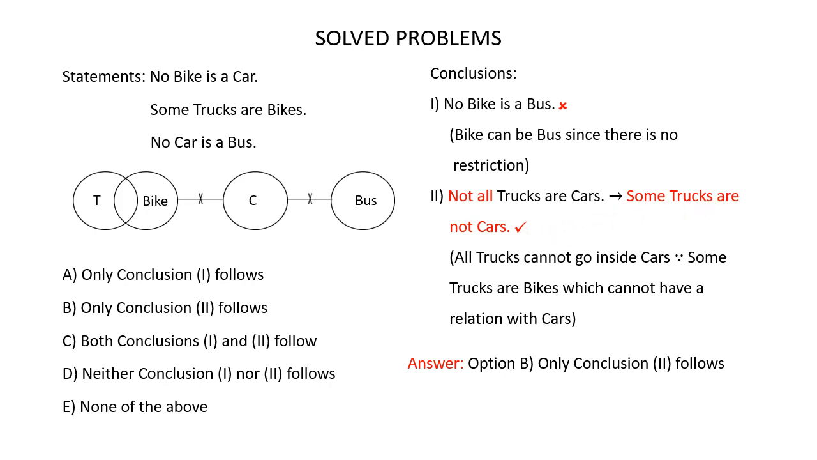The logic here is that all trucks cannot go inside cars means all trucks are not cars. Now if all trucks are not cars, it obviously means some trucks also are not cars. So the conclusion some trucks are not cars is correct. Conclusion 2 follows. Now as you can see here, only conclusion 2 follows. So the correct answer is option B. Only conclusion 2 follows.